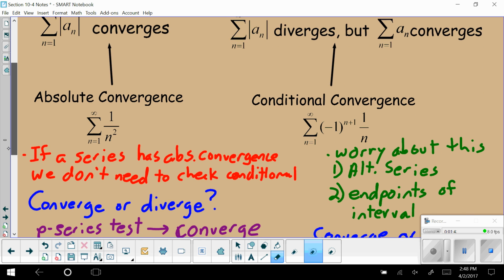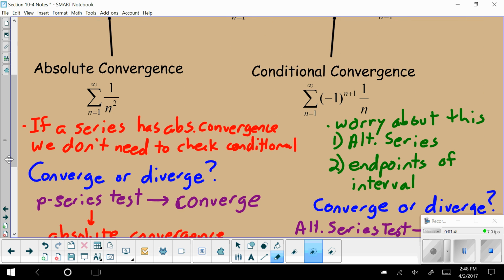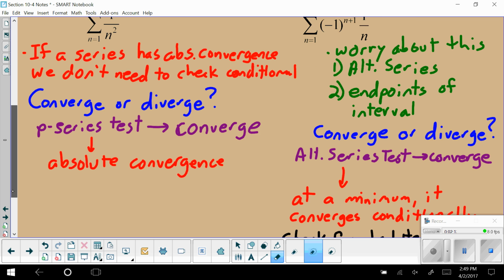For the most part, absolute convergence is what we're going to be dealing with, because if it has absolute convergence, we don't even bother with conditional convergence. Conditional comes up if my absolute convergence didn't work. Where we have to worry about conditional convergence is with alternating series, like the alternating harmonic, or at the endpoints of our interval. And we'll talk about how we check that.